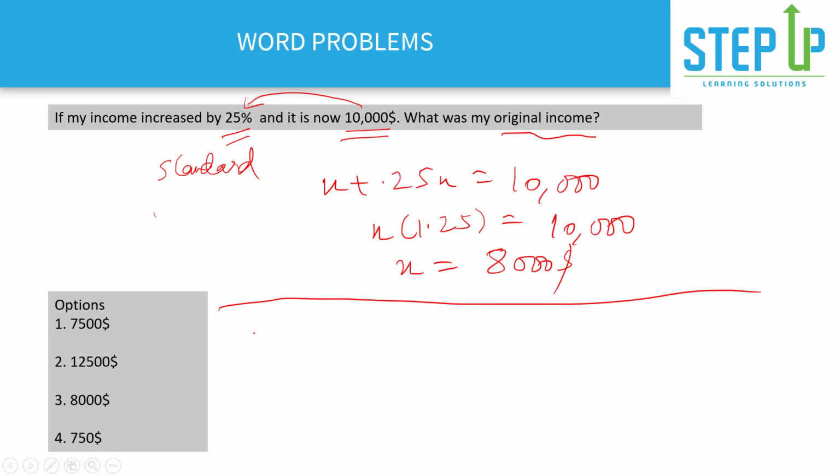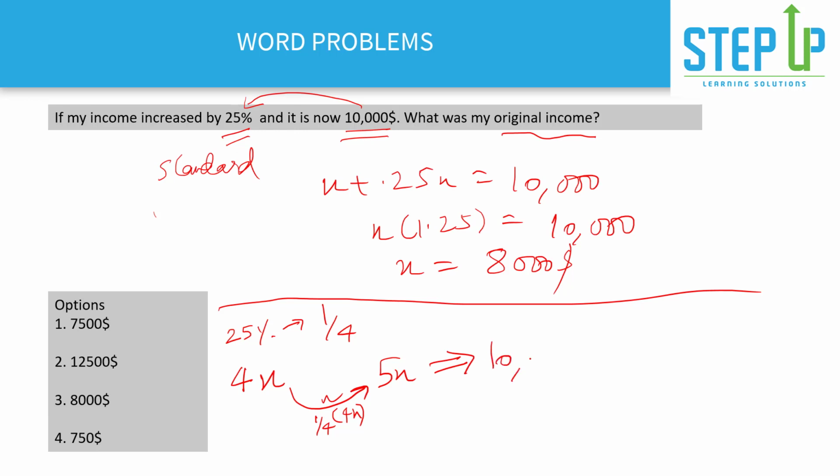So the moment he says my income increased by 25%, the moment I hear 25%, what comes to my mind is 1 by 4. That means I'll assume that my income is, let's say, 4x. Now it has increased by 25%, which is 1 by 4 of 4x, which is x, so it has increased by x, it has become 5x. But the question says 5x is actually 10,000, isn't it?